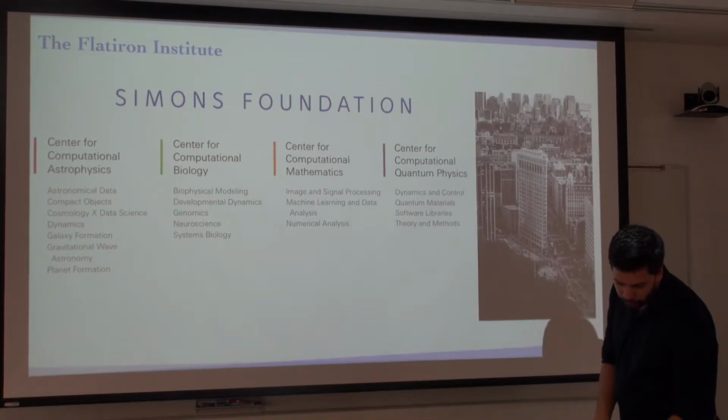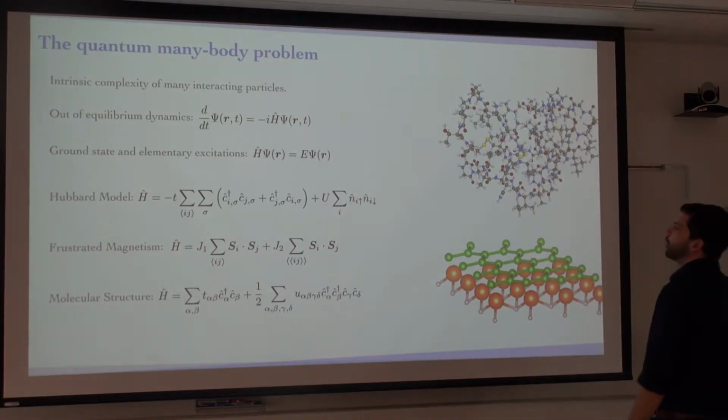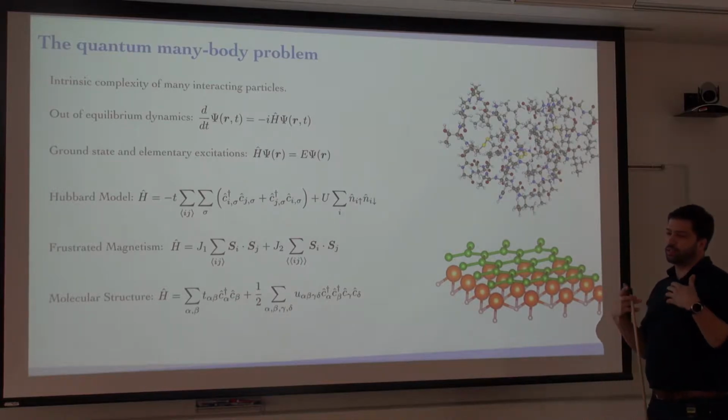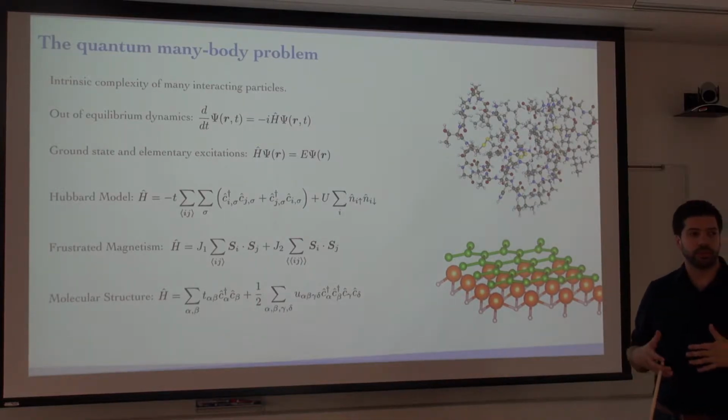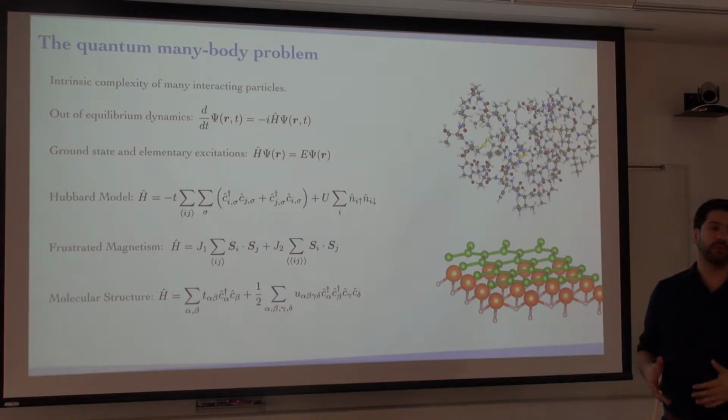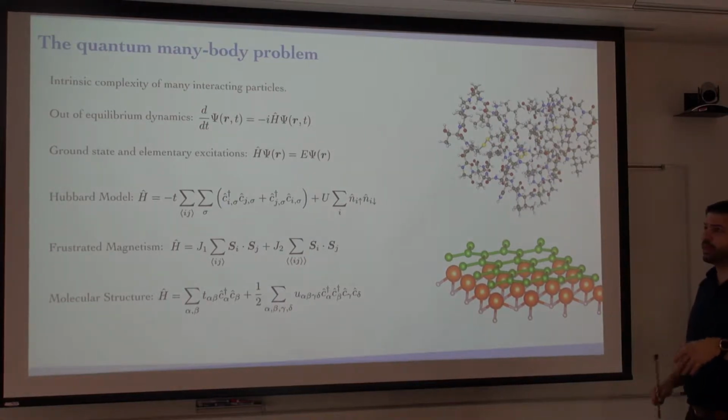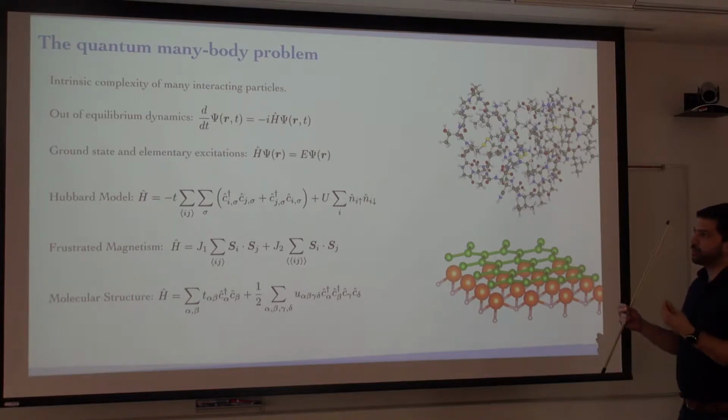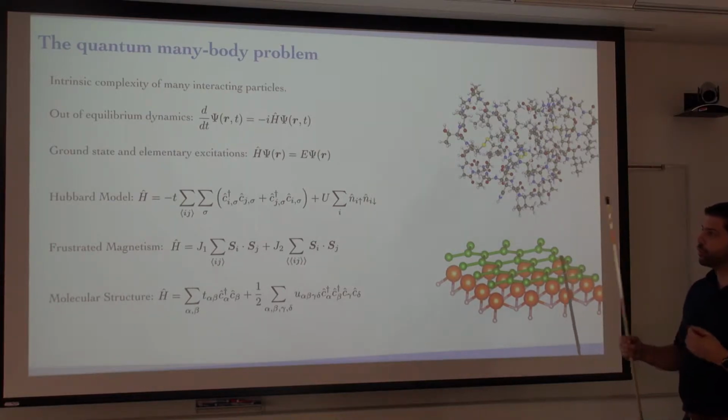The problem we focus on, which we can call the quantum many-body problem, is really the intrinsic complexity that arises in systems which comprise a large number of interacting degrees of freedom. Again, there could be electrons in real materials, but also quantum bits of information in quantum computers.